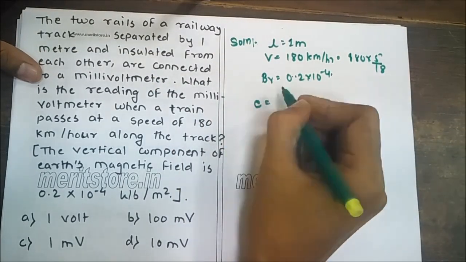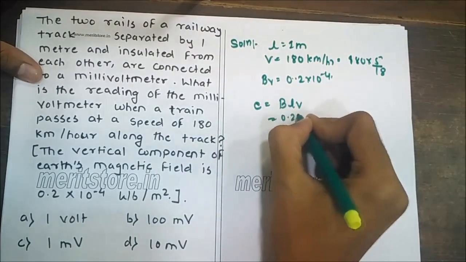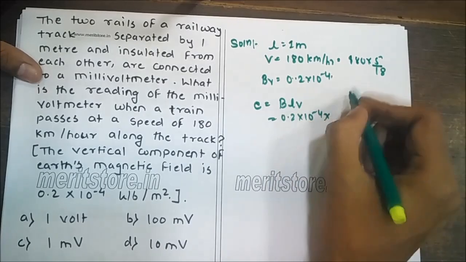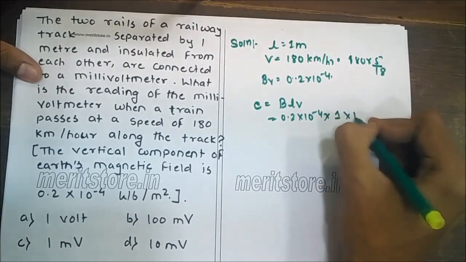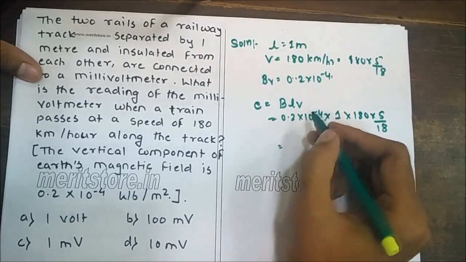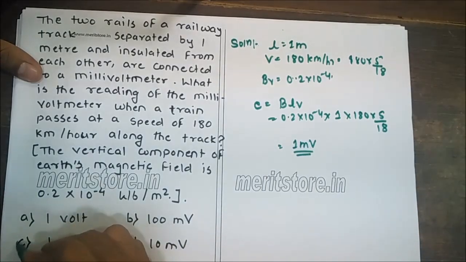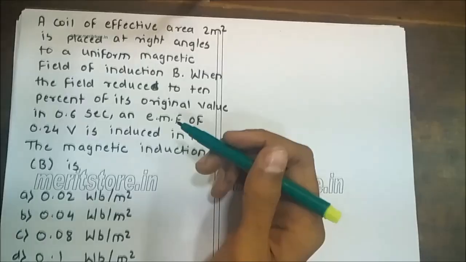With the formula, the EMF which is induced is given by BLV, where B is 0.2 into 10 raised to minus 4, into the length 1, into V, that is 180 into 5 upon 18. Solving this we get a value of 1 millivolt. So here C is the correct option.